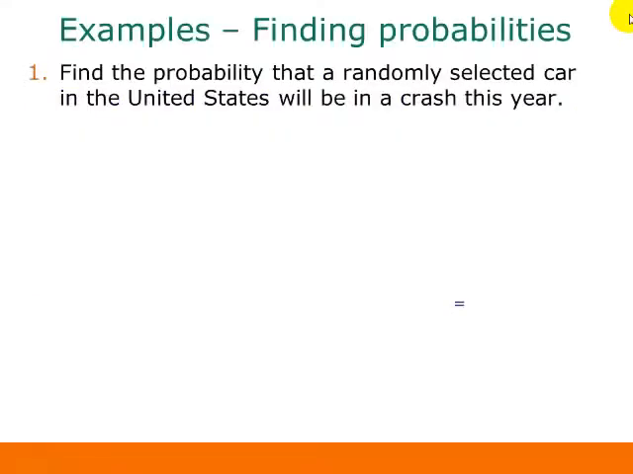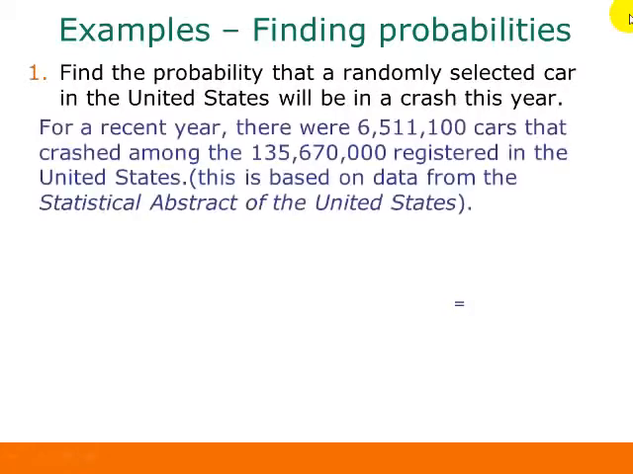Here's some examples. First, find the probability that a randomly selected car in the United States will be in a crash this year. Well, in order to do this, we would need some kind of data. So for a recent year, there were 6,511,100 cars that crashed among the 135,670,000 registered in the United States. This is based on actual data from the Statistical Abstract of the United States.